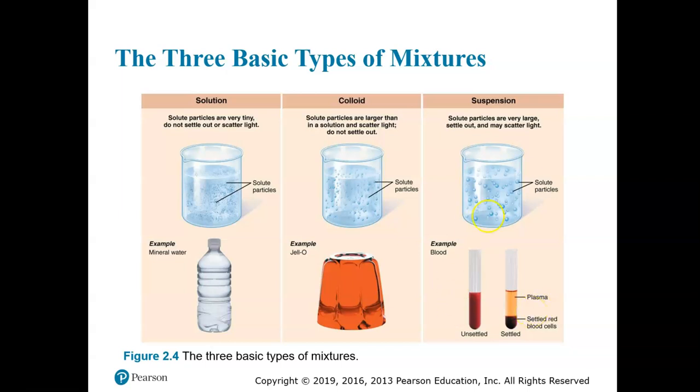It's when really there's nothing dissolved in the first place. It's just mixed up really good. And as soon as you set it down, the heavy particles are going to settle out of the solution. So you've got a solution, a colloid, a suspension.